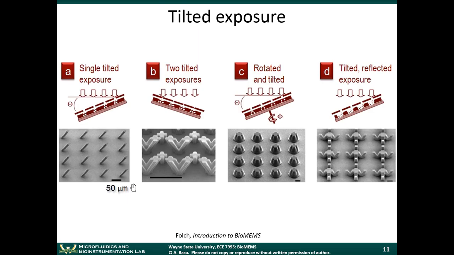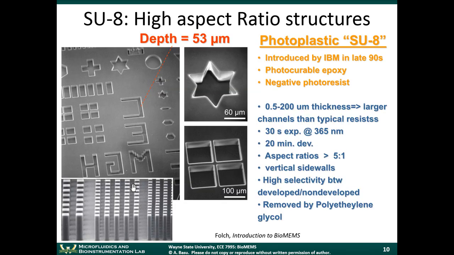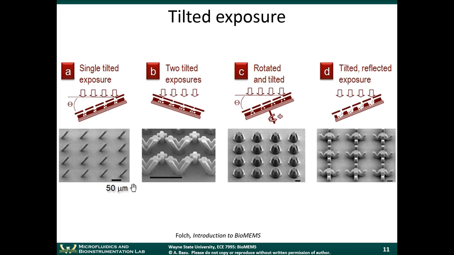A few slides here just to show some tricks that you can play with photolithography. Typically, in 99.9% of the systems, you're going to expose light from above. But you can play tricks with this. You can do tilted exposures to get tilted structures because the light is coming in at an angle here. If you do two tilted exposures, you can get structures that have a V shape. If you rotate the device while the ultraviolet light is coming in, you can get cone-shaped structures.